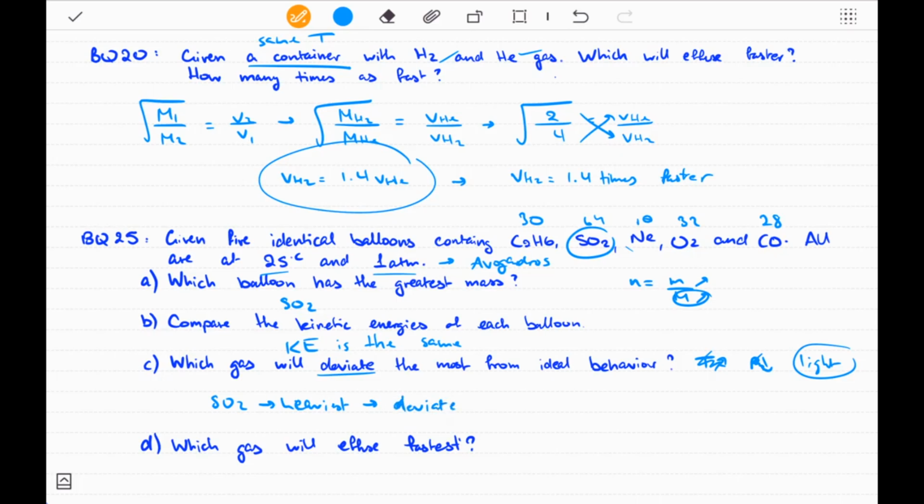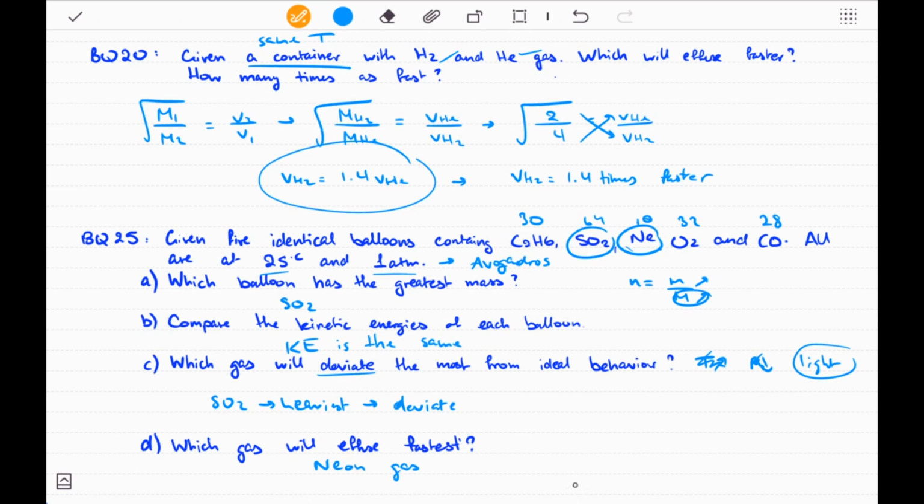And again, the reason it will deviate is because there's way more forces affecting SO2 than there are in Ne. And finally, part D asks you which gas will effuse fastest. Now, fast just means light, so we look at our lightest gas, it's Ne. Our answer is neon gas.